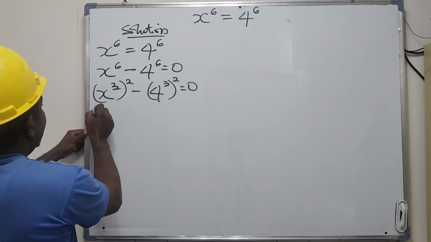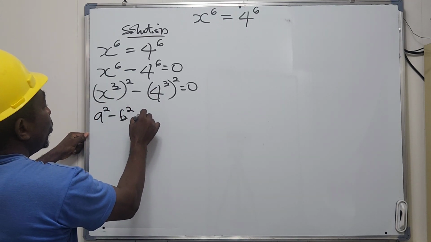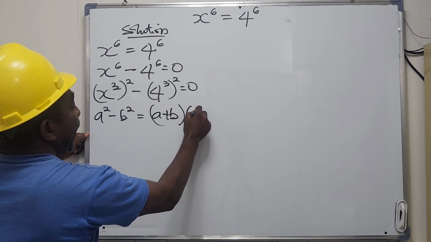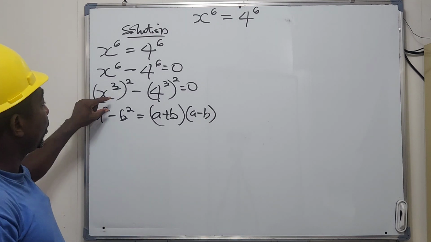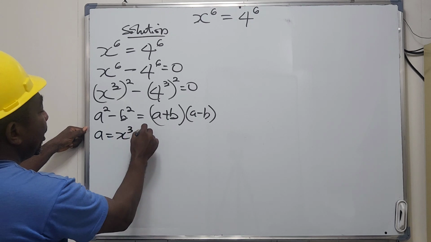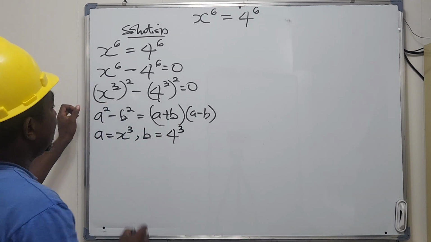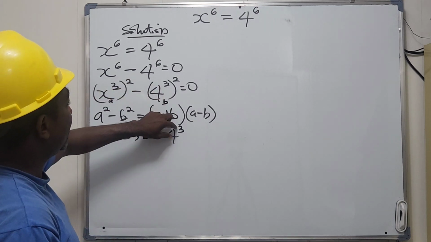So this is in the form a to the power of 2 minus b to the power of 2, which is equal to a plus b all into a minus b. This is the solution of difference of two squares. So in this case, our a equals x to the power of 3. Then our b equals 4 to the power of 3. We are just equating this. This is a and this is b. So we are going to express this in this format.